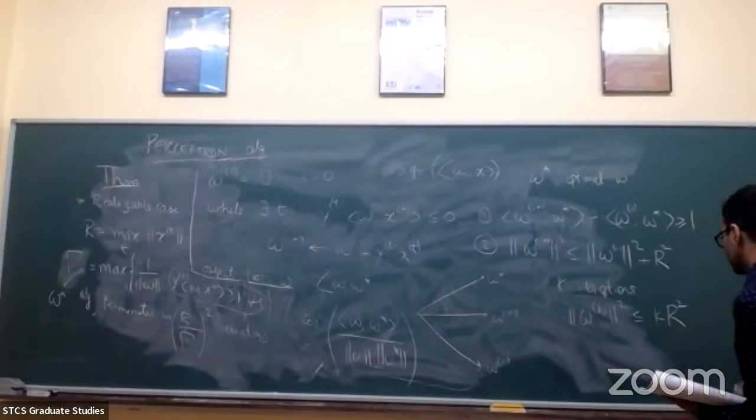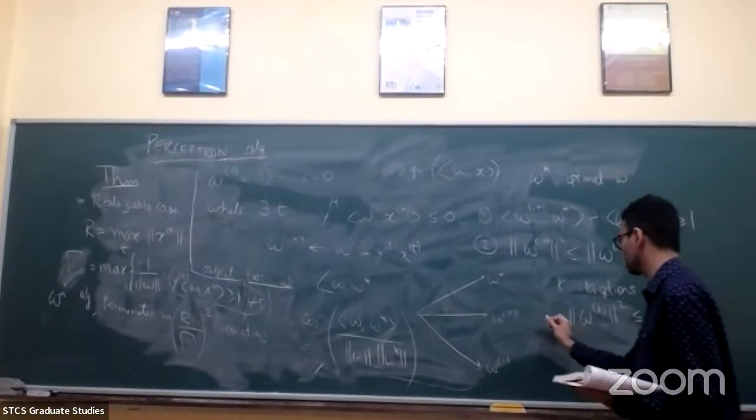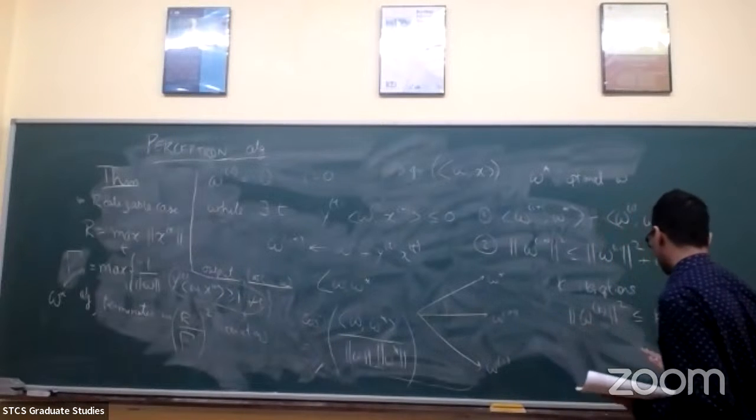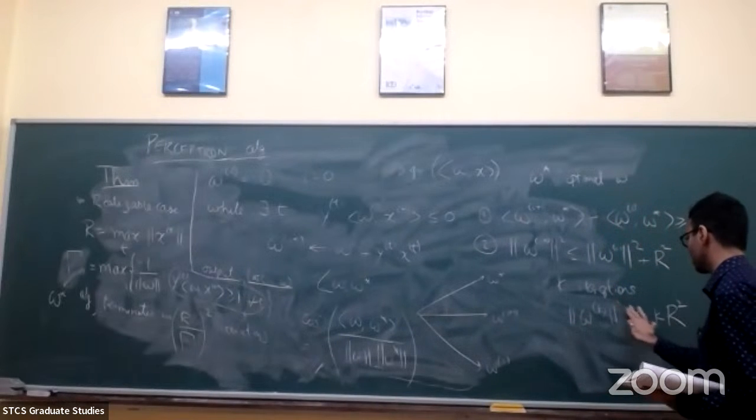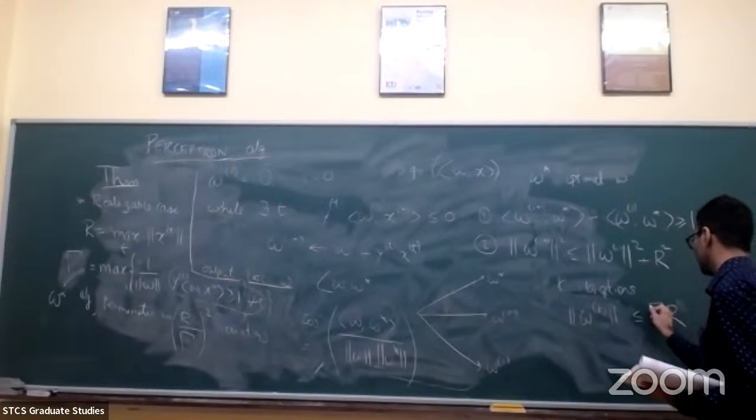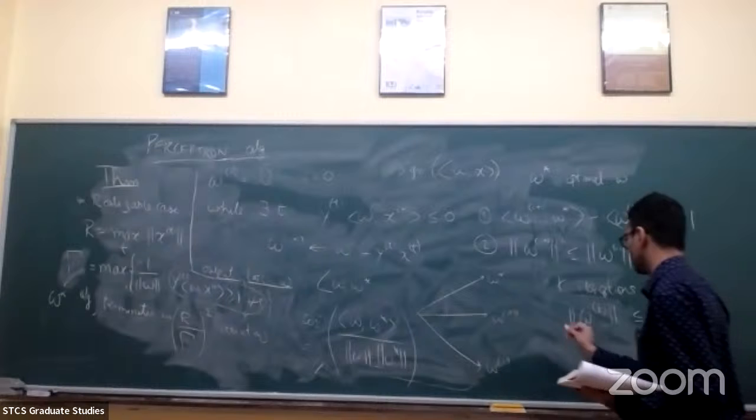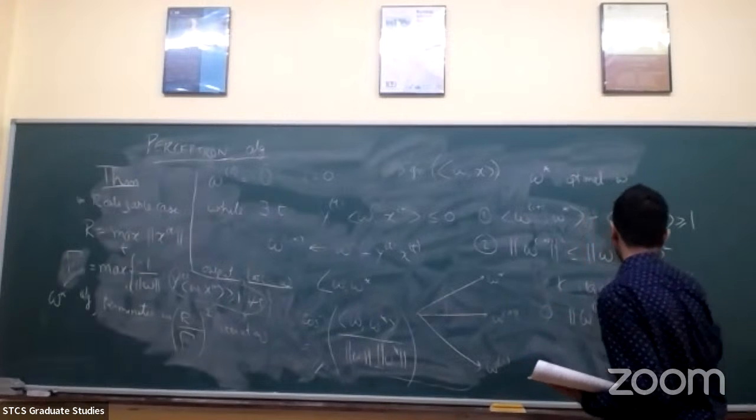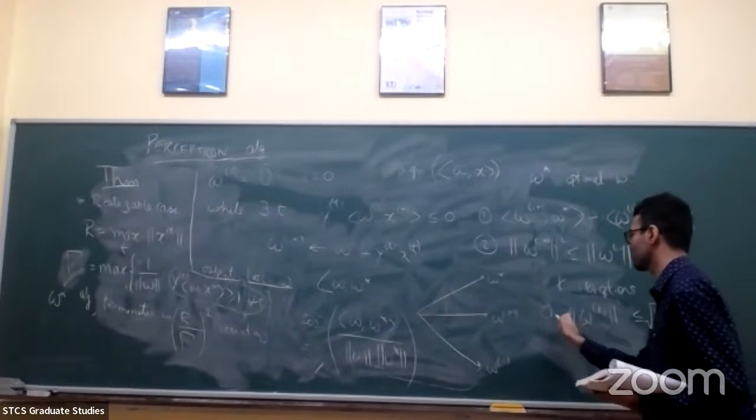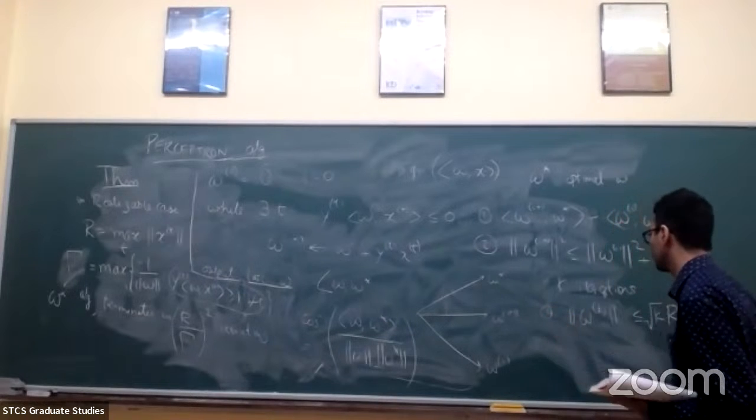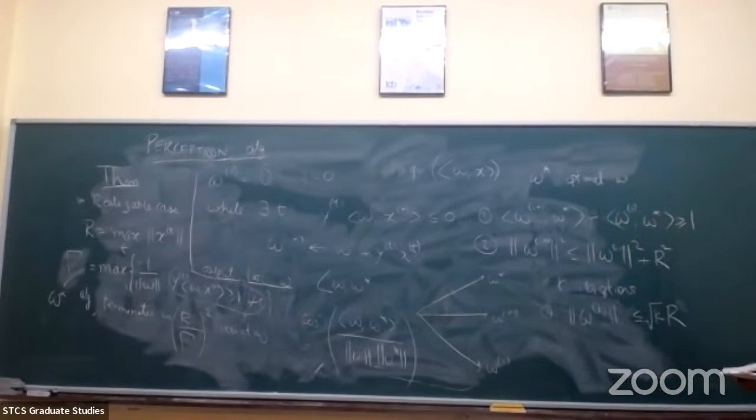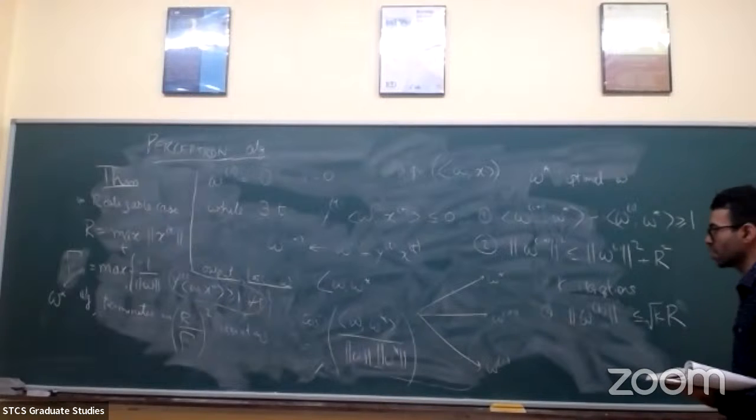So that's the first thing. Or I'll write it like this: the norm of W is at most square root K times R. Good. So that's observation 1. Observation 2 maybe. Great. So now what's the idea?